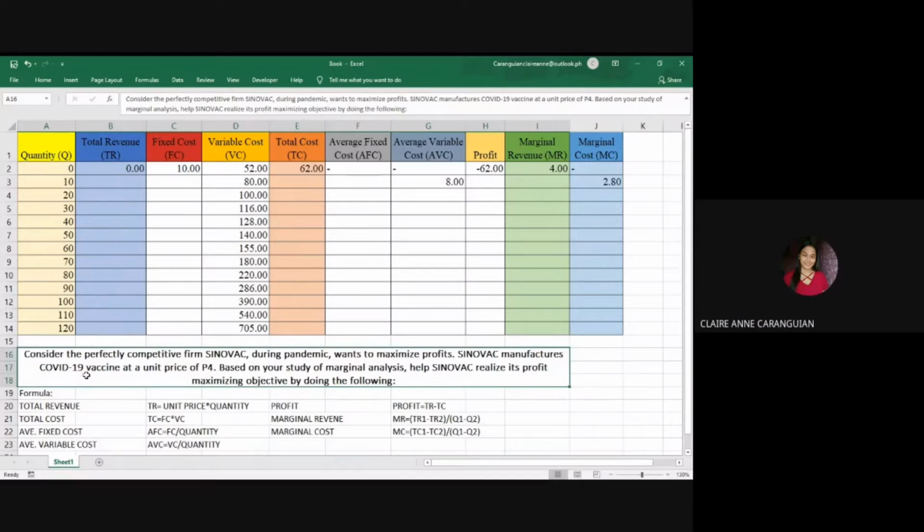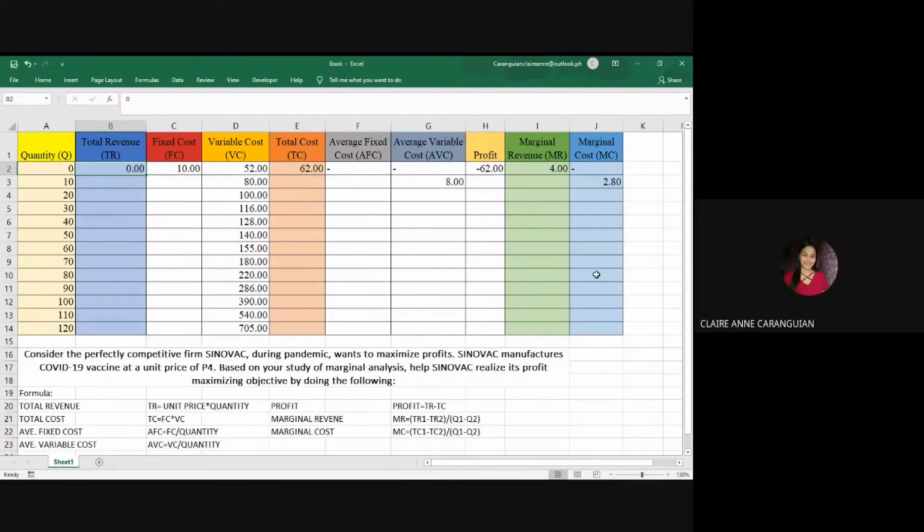Want to maximize profit. Sinovac manufacturers consider a COVID-19 vaccine at a unit price of $4. Based on your study of marginal analysis, help Sinovac realize its profit maximizing objective by doing the following. So, by answering this table, we can realize the profit maximization. These are the given.